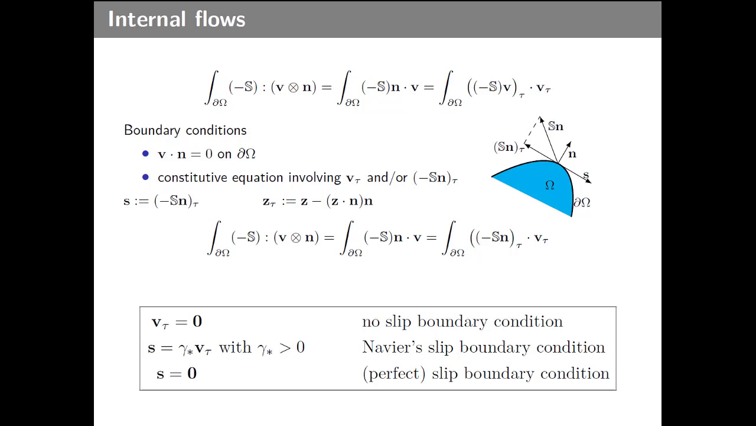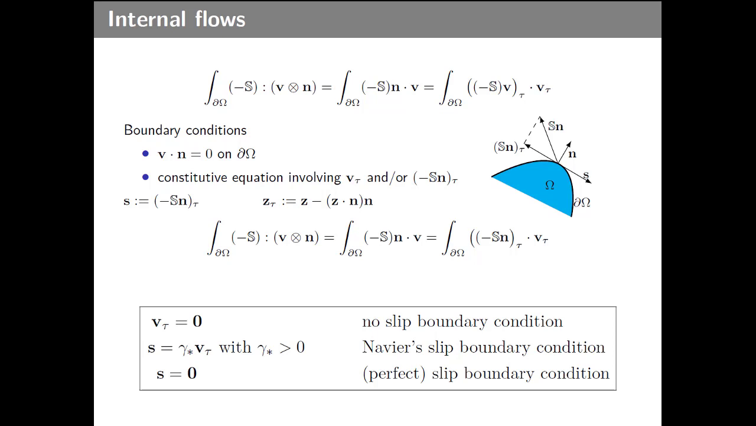Here is a schematic picture to fix the notation. This is the normal vector, this is the normal traction, and this is its projection to the tangent plane. I will use the special symbol little s for the negative of this quantity. So this little s is this vector.